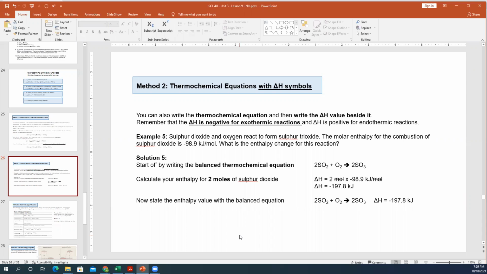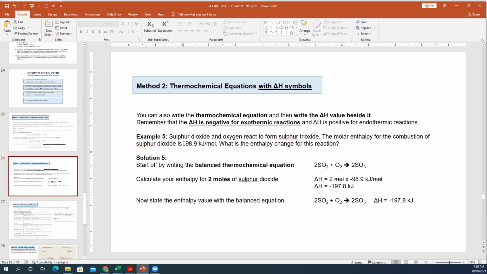So we start off by writing the balanced equation for the reaction of sulfur dioxide and oxygen. This is a combustion reaction. Sulfur dioxide is reacting with oxygen to produce this sulfur trioxide. We balance it out. So 2 plus 1 equals 2. We make sure we've got 2 sulfurs. We've got 2, 4, 6 oxygens on this side, and 2 times 3, 6 oxygens on this side. Yes, everything is balanced out.